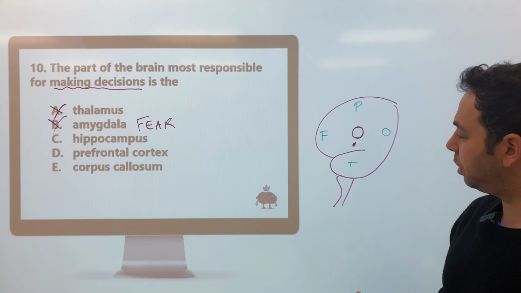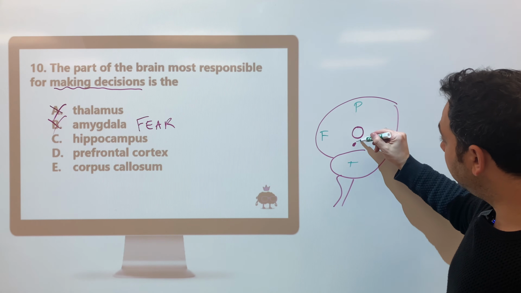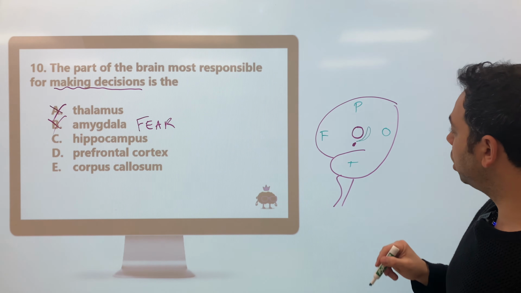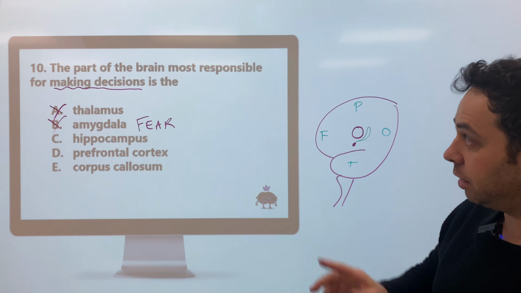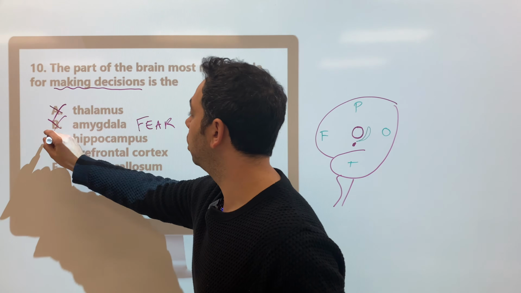All right, what about the hippocampus? Well, the hippocampus is all in our limbic system. It's kind of a seahorse-shaped structure that deals with memory, not decision-making, so that can't be right. We're going to cross that off.